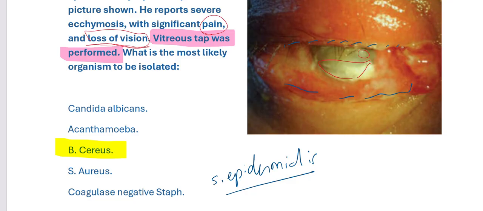So this is a very common question. The most common cause of post-traumatic endophthalmitis is Bacillus cereus.